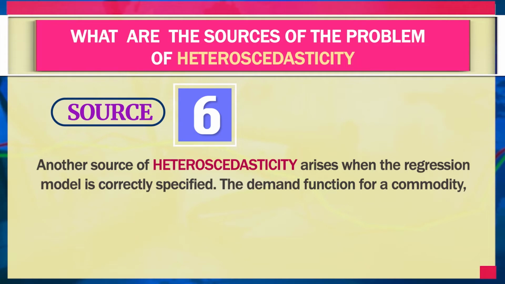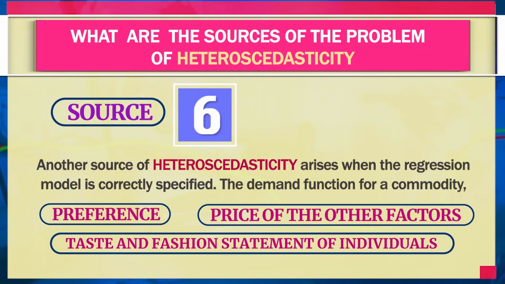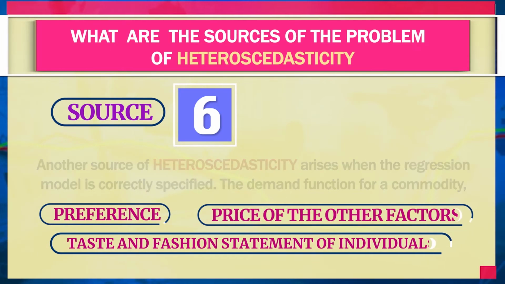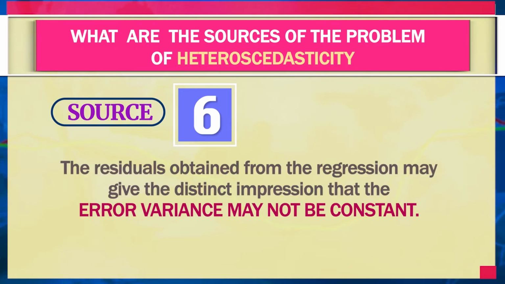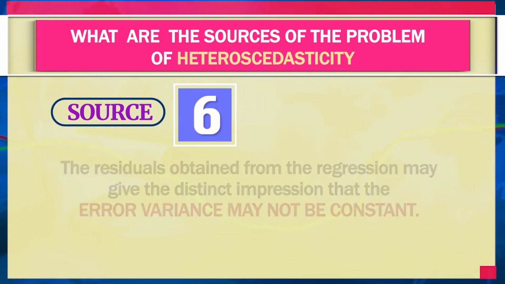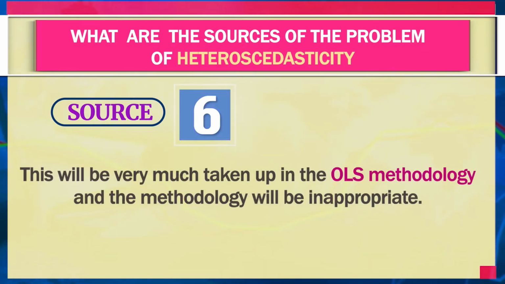For example, demand for a commodity is affected by its own price, but if other factors are not taken up, like the preference, the price of other goods, or the taste and fashion statements of the individuals, all these factors affect the demand for a commodity, and if they are not taken up, then omitted variable bias comes in. That means we find that the residuals will not have any constant variance. They will be affected by the error term, for which the variables are not taken, and thereby the problem will be more pronounced. So this will be very much taken up in the OLS methodology, and the methodology will be inappropriate.